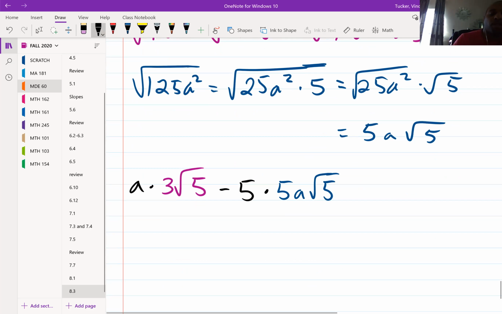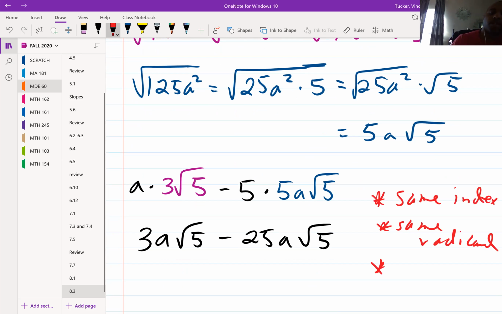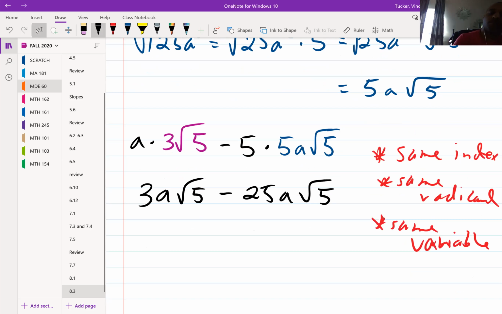So that'll be 3a square root of 5 minus 25a square root of 5. So now we have same index, same radicand, and same variable. So you have to have all three in order to be able to add them or subtract them. And subtracting that would be negative 22a square root of 5.